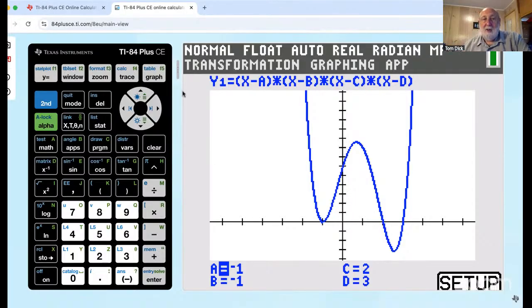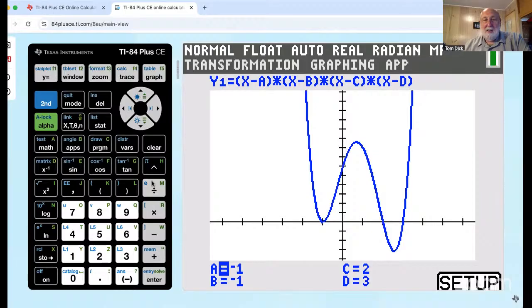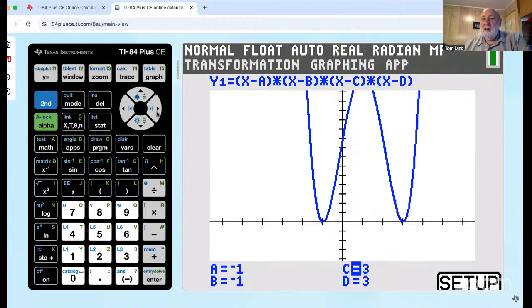If we did that with C and D, whoops, let me put A back to where it was. Let me arrow over to C. Let me go ahead and increment it by 1. So now I have a pair of double roots there.